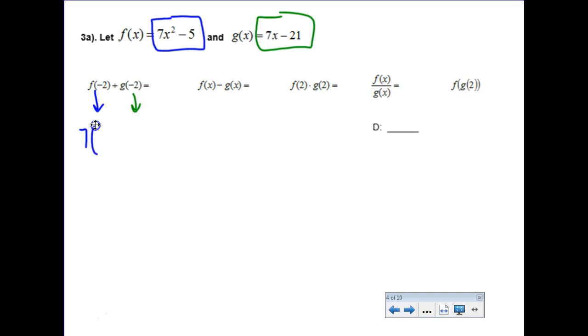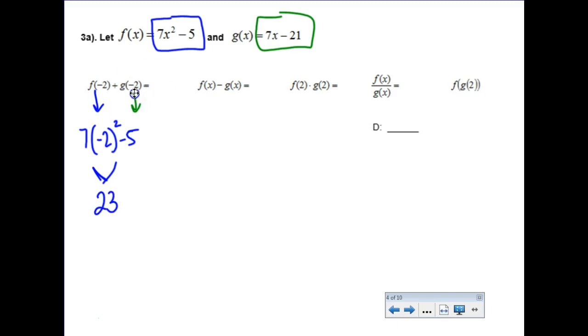So if I plug in a 2 or evaluate this blue function at 2, you get 7, or negative 2, excuse me. 7 times negative 2, use parentheses, squared minus 5. Someone type that in for me. What does that come out to? Is it 23? All right, so this is 23.